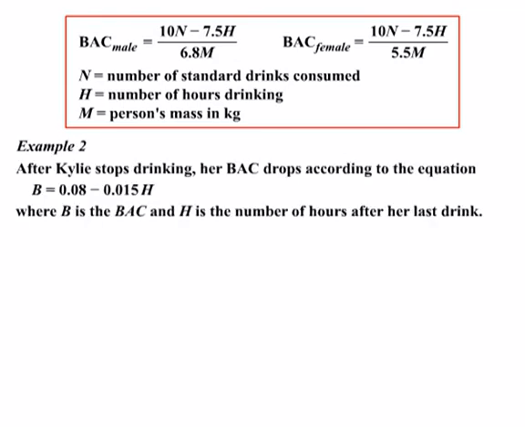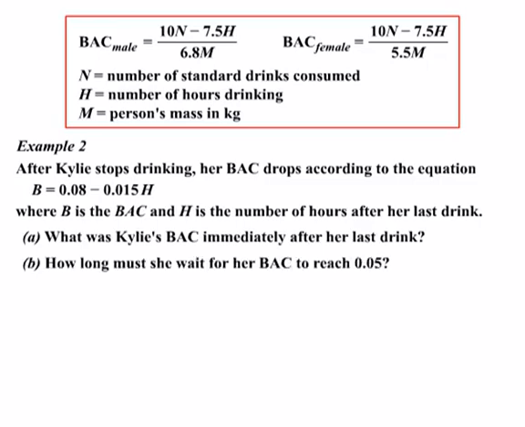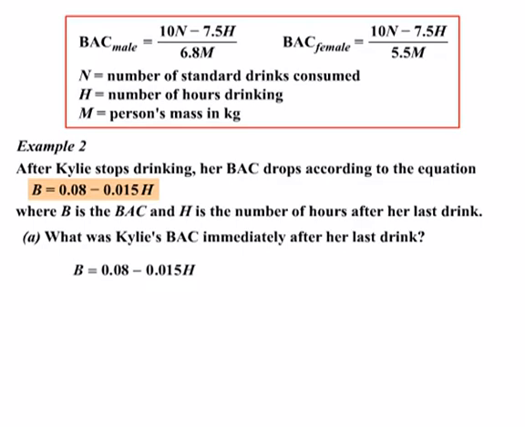Let's have a look at another example now. Number two, we're told after Kylie stops drinking, her BAC drops according to the equation B equals 0.08 minus 0.015H, where B is the BAC and H the number of hours after her last drink. Now there's two parts here, and in part A we're asked, what was Kylie's BAC immediately after her last drink? So we'll just write that formula out to begin with. And because we're looking for a BAC immediately after her last drink, well, what value does that mean that we know? Well, the number of hours after a last drink will be zero, won't it? So we're looking where H is equal to zero.